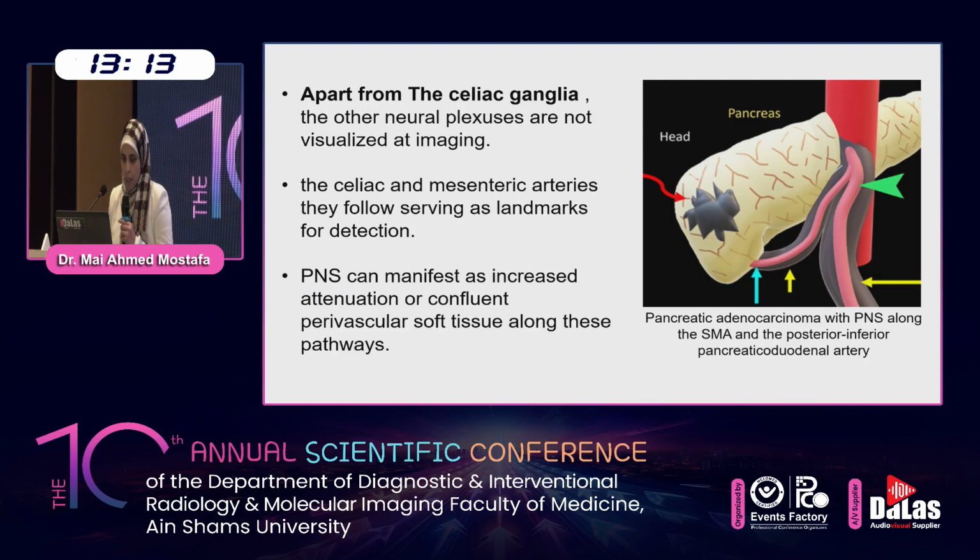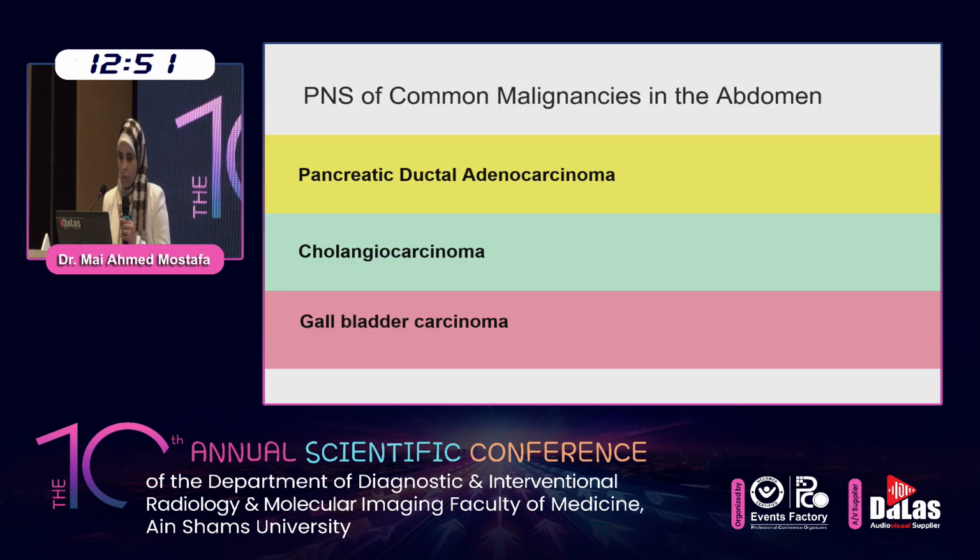Apart from the celiac ganglia, the other neural plexuses cannot be seen on imaging, so we use the celiac and mesenteric arteries as landmarks for detection. Usually perineural spread manifests as increased attenuation or intensity, or confluent soft tissue around the vascular landmarks.